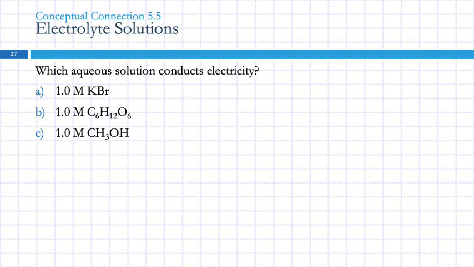So let's look at these one by one. KBr, is that ionic? Yes. Yeah, because potassium is a metal. So will this conduct electricity? Yes, it will.